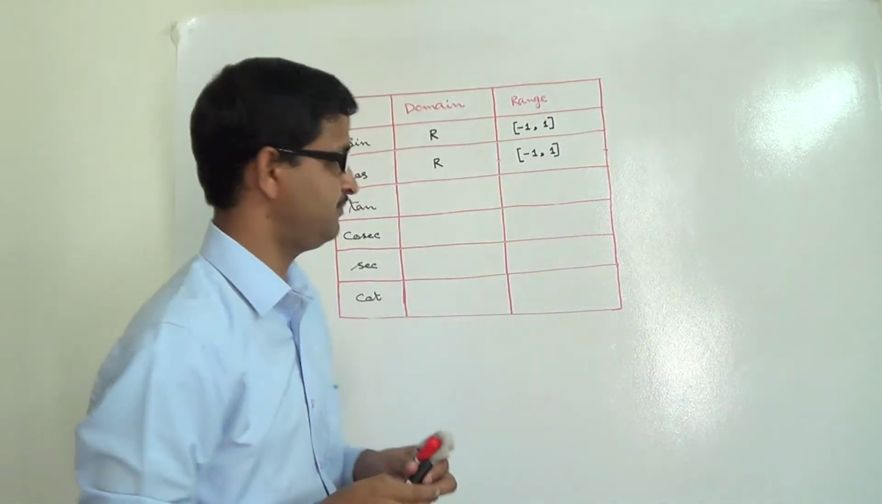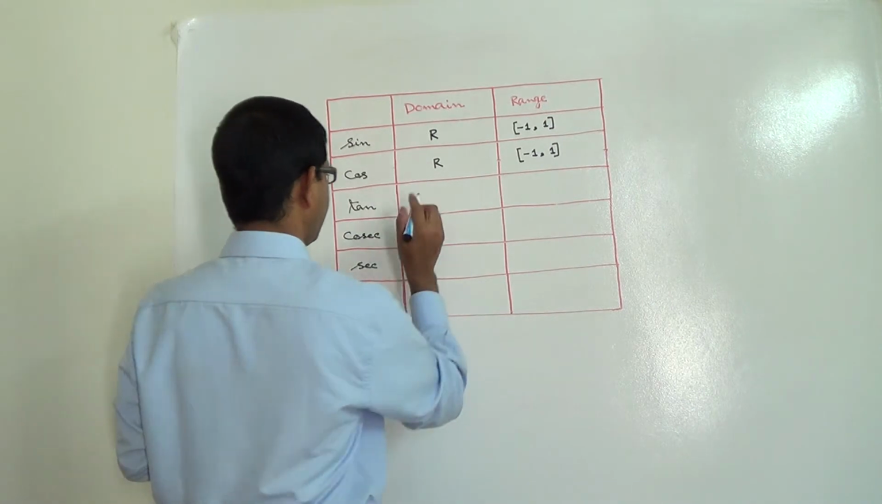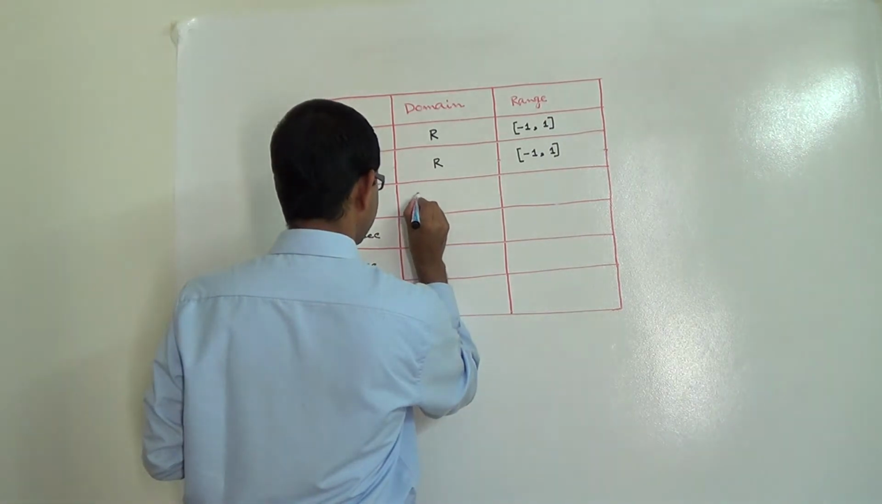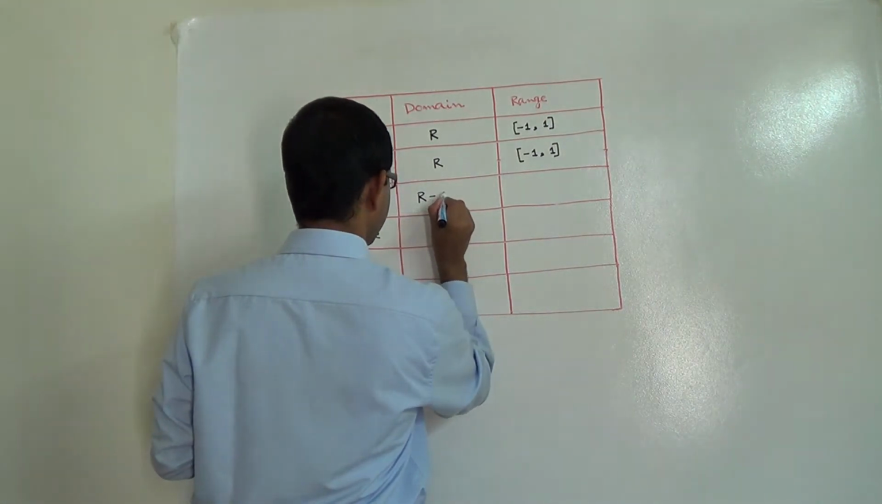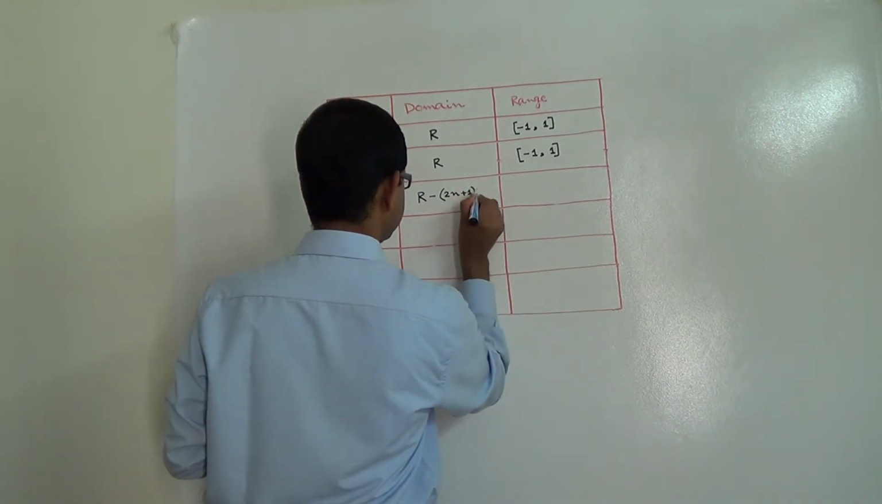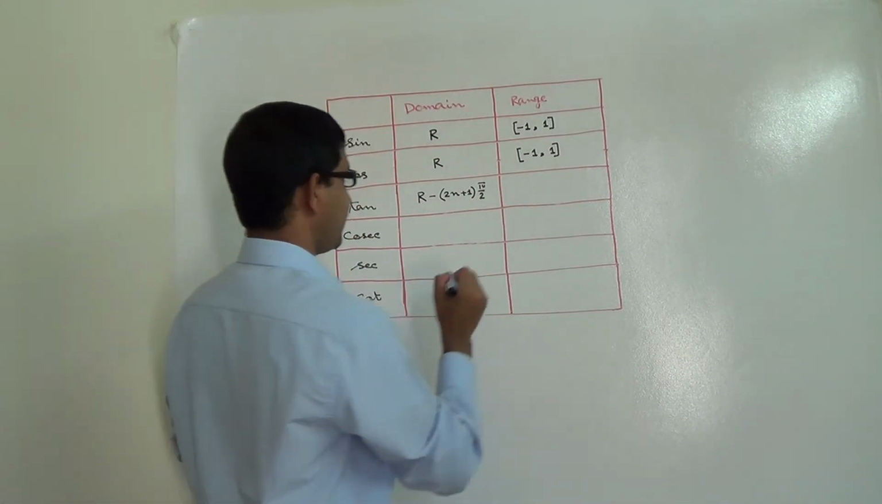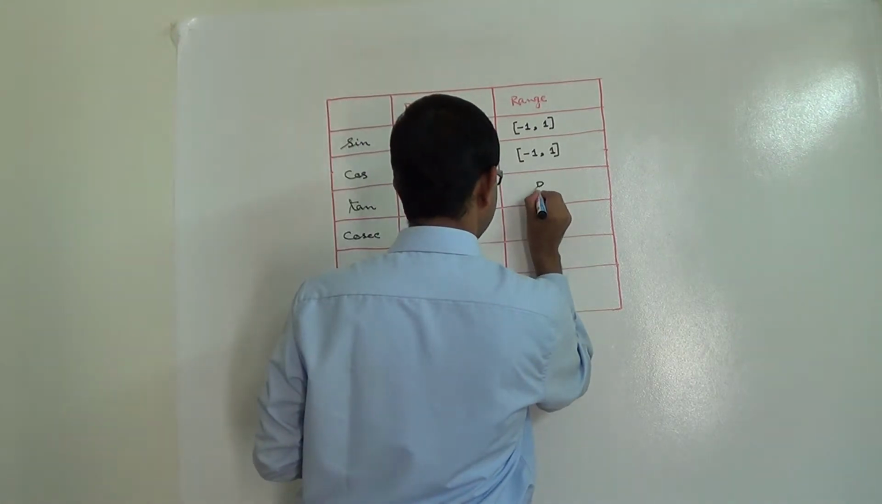So what we see is, for both the functions sine and cos, the domain and the range are the same. What about tan? What is the domain of tan? We have observed the domain of tan is the set of real numbers except the odd multiples of pi by 2. Correct? And what is the range of tan? Range of tan is any real number.